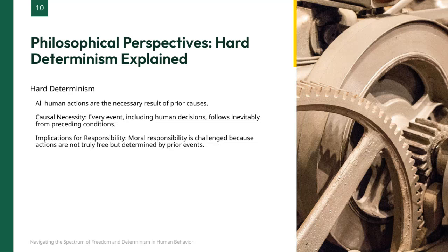Here we have a look at hard determinism, which is the idea that all human actions are the direct and necessary outcomes of prior causes. Essentially, this means that everything we do is tied to a chain of events and conditions that came before. The concept of causal necessity plays a central role here. Every single event, including our decisions, is inevitably linked to what happened previously.